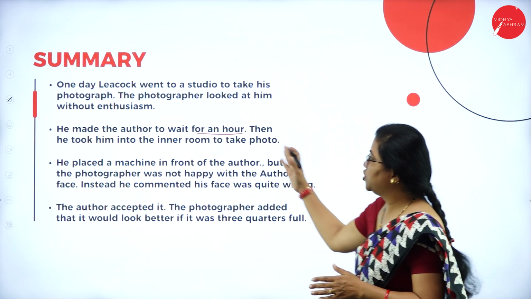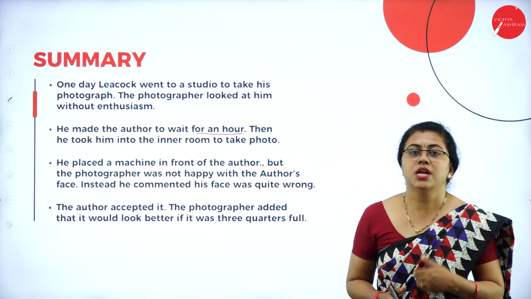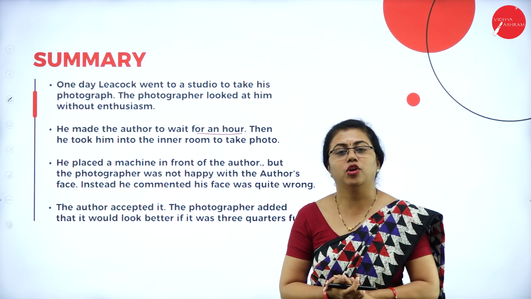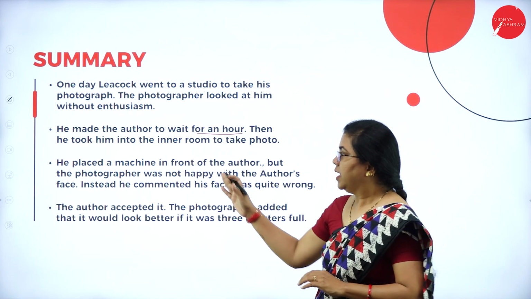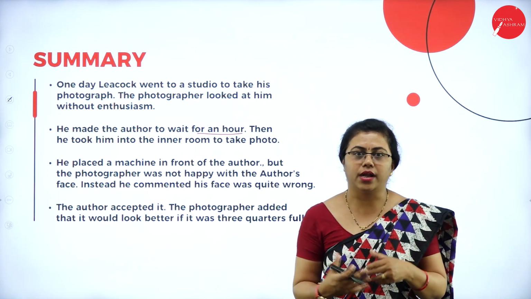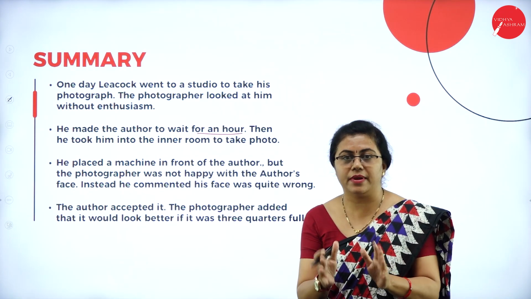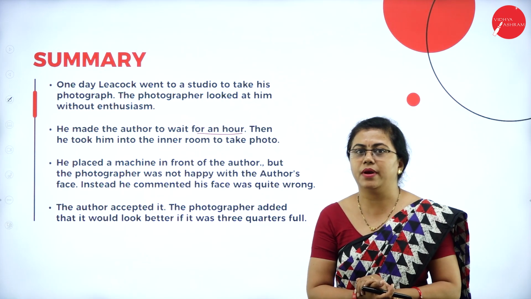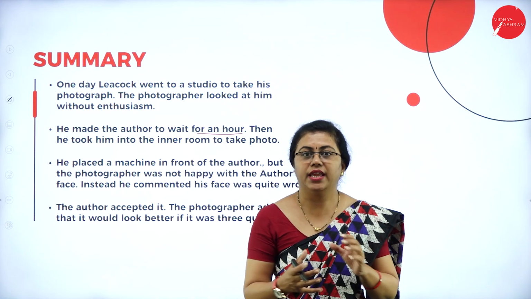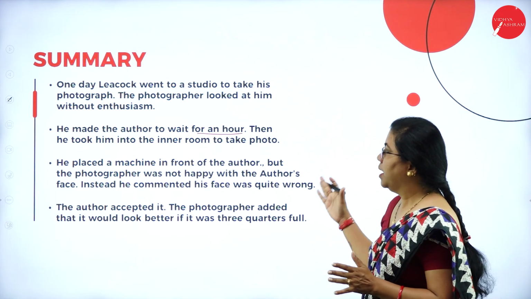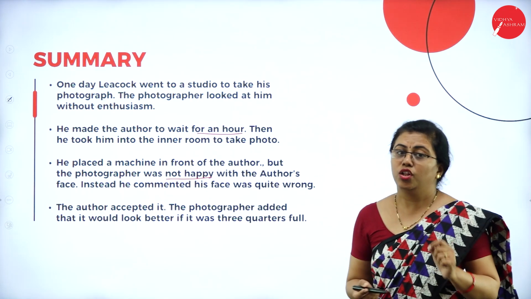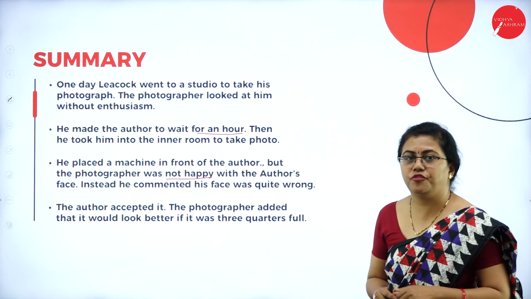The photographer takes him to the inner room in order to take a photo of the author. So now he is there in the green room in order to take a photo. He placed a machine in front of the author. So you remember that old kind of photography, the machine which was there. Yes, you call it a camera, but here he uses the word machine. He places it in front of the author, but the photographer was not happy. Just note this word, not happy with the author's face.